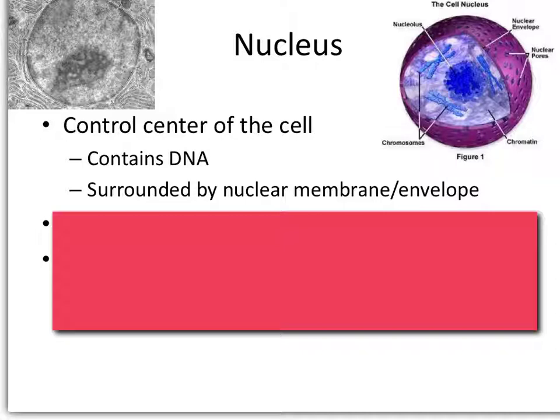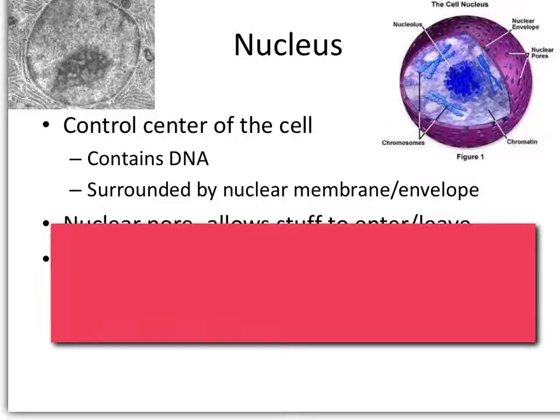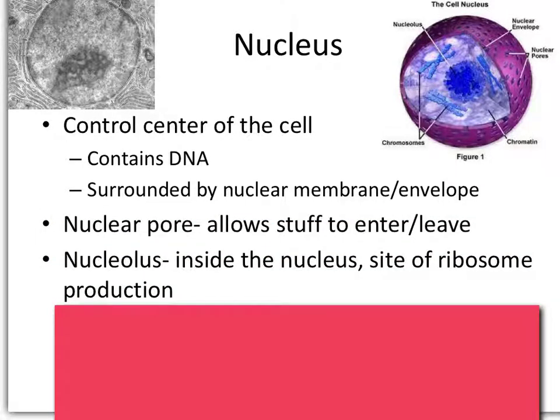Some of the other features of a nucleus would be a nuclear pore. Within that nuclear membrane or nuclear envelope there are little holes that allow stuff to enter and leave. So DNA, actually not DNA, but RNA can go in and out, and other things necessary to make ribosomes. And then there's also the nucleolus, which is this darker part inside the nucleus. Here it is in the picture. This is where ribosomes are produced.